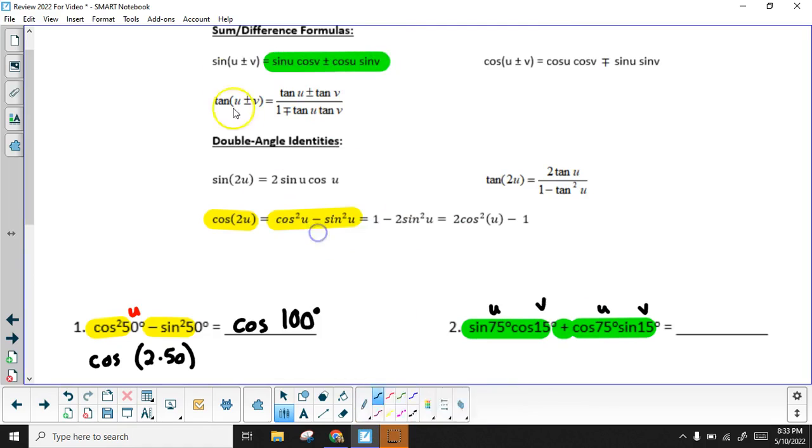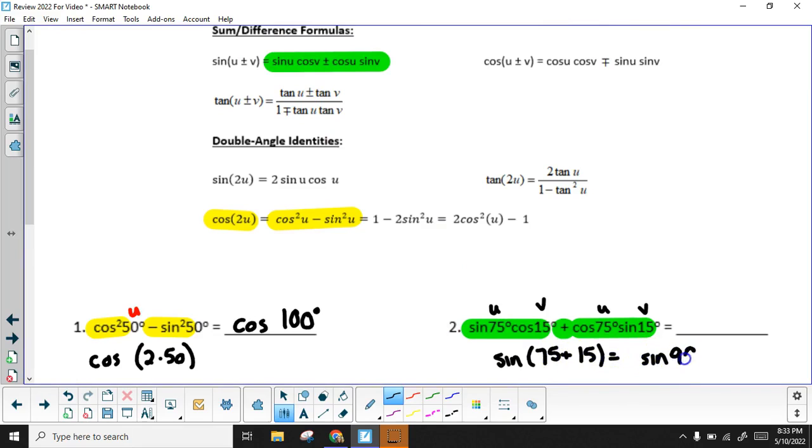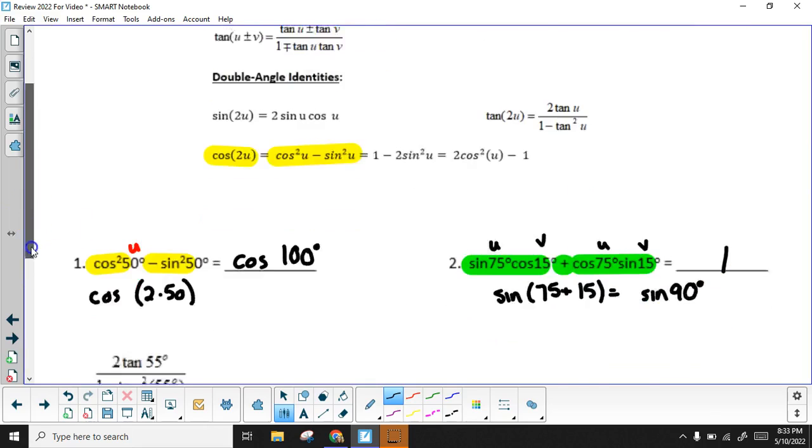So this would be sine of u plus v. So that would be sine of our u, which is 75, and our v is 15, which would give us sine of 90 degrees. Now, since 90 degrees is one of our unit circle values, go ahead and evaluate that. The sine of 90 degrees is 1, so our most simplified answer here is the number 1.